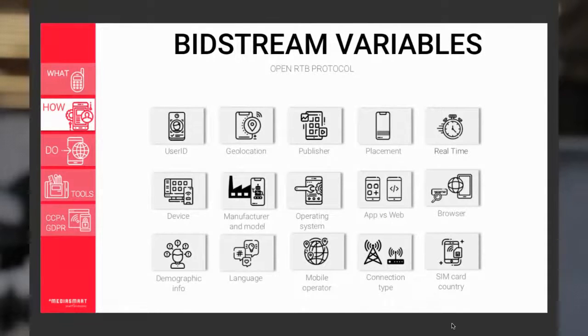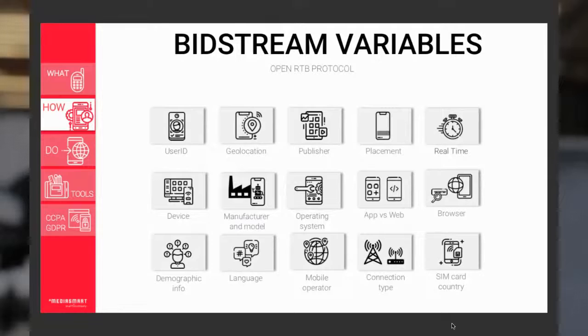We have the geolocation of that device. We have the publisher where that advertising is to be served. We have the placement within that publisher, that app, or that website. Maybe it's the top banner, maybe it's the bottom banner, maybe it's an interstitial. We also have the timestamp of when this advertising is taking place.